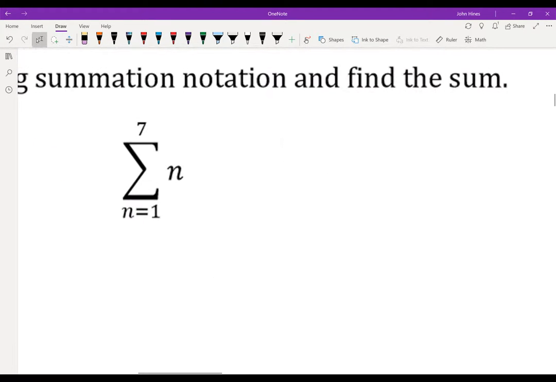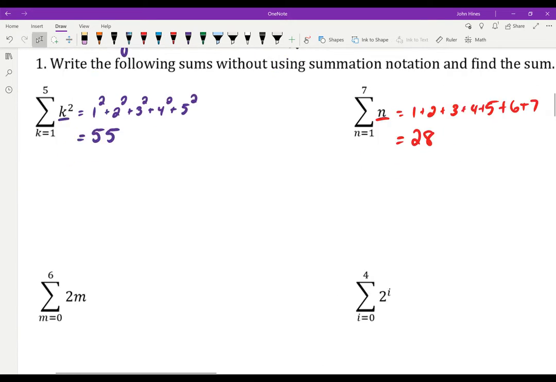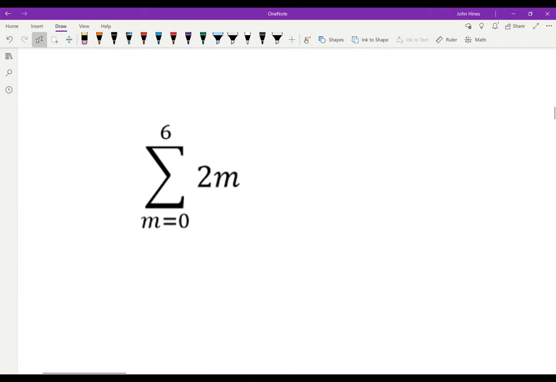Sliding on over. Here, the explicit formula is just n. So I'm going to plug in n equals 1. Now I'm going to plug in a 2, 3, 4, 5, 6, 7. There's nothing really happening in this formula, we're just plugging in that number. So 1 plus 2 plus 3 plus 4 plus 5 plus 6 plus 7 is 28. This expression actually equals 28. That's how sigma notation works.